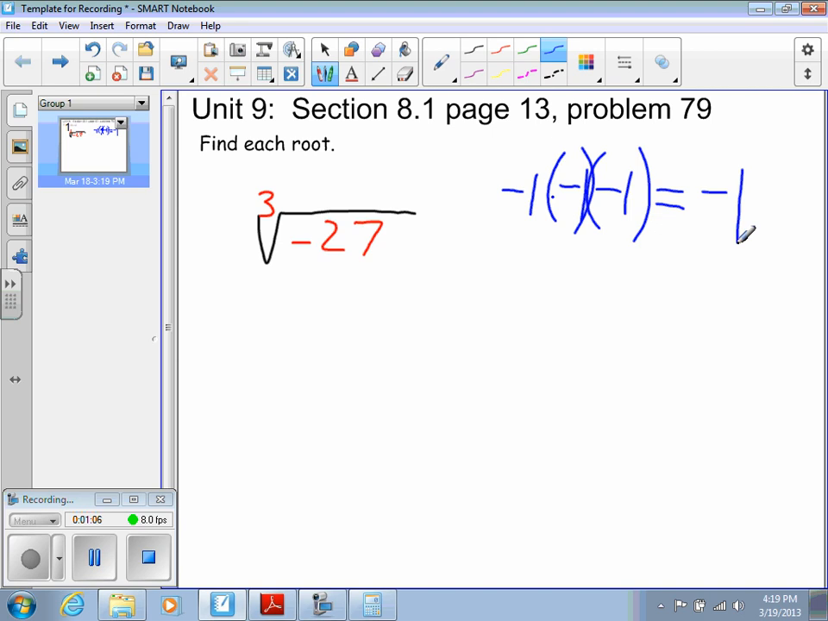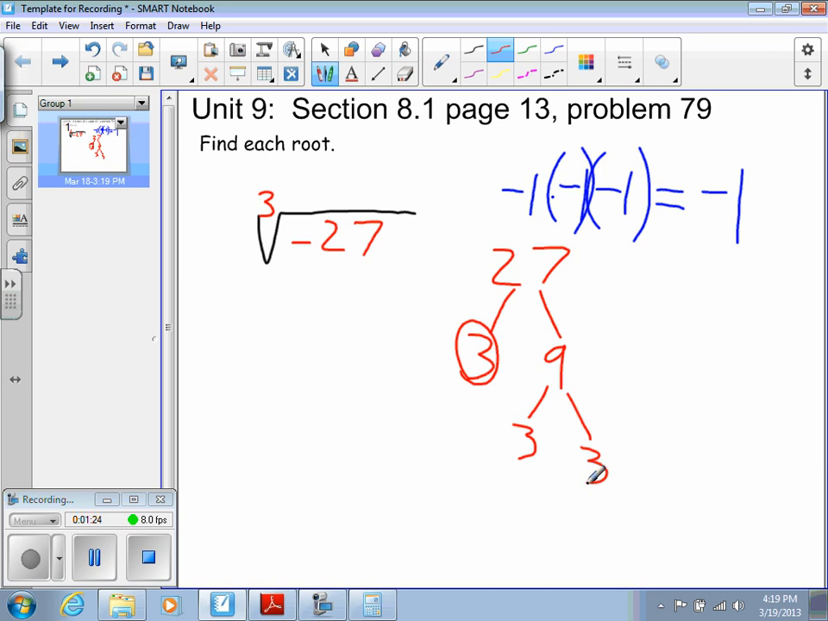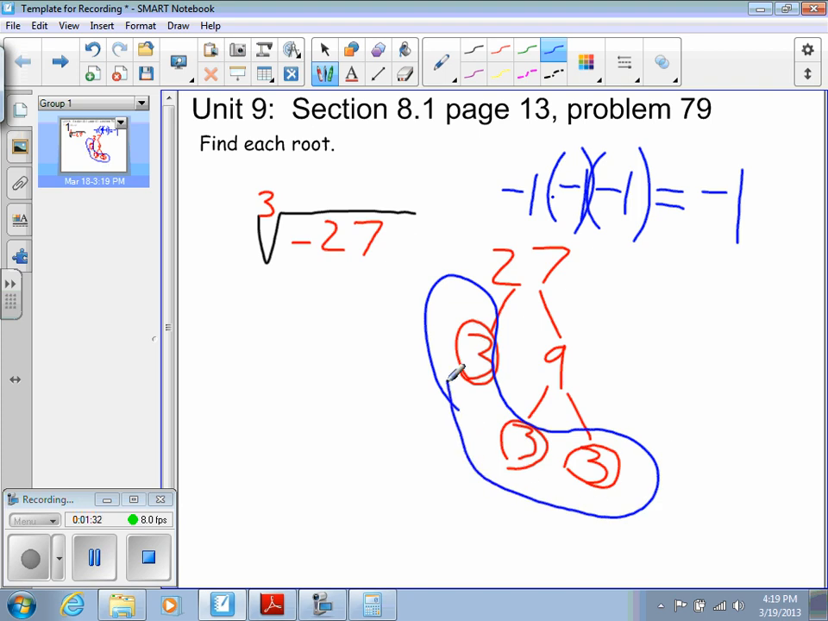So let's go ahead and factor 27. And when we do so, we get 3 times 9. That one's prime. We keep going here, and we get 3 times 3. We have a set of 3 3's here. So the cube root of 27 would be 3. The cube root of negative 27 would be negative 3.